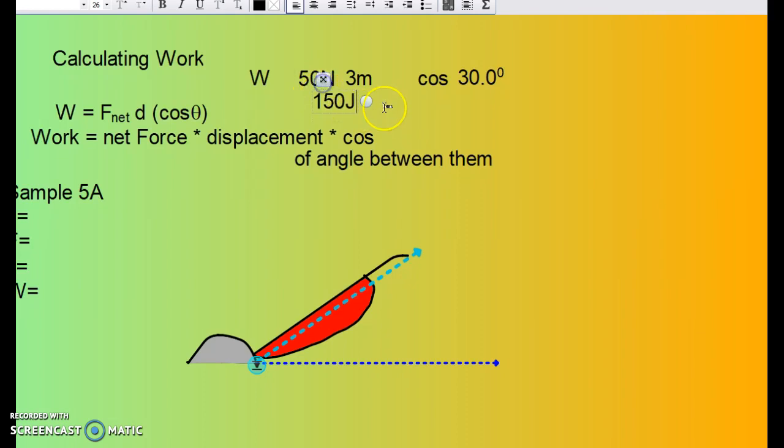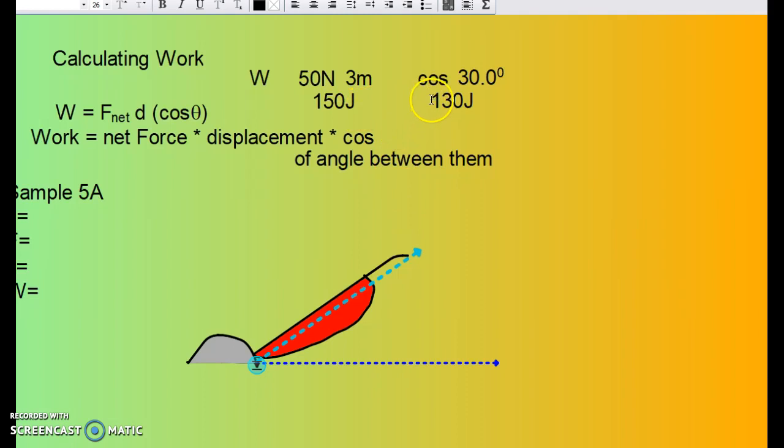150 joules. Well, if you then multiply by the cosine of 30, the answer drops. It drops down to 130 joules. So in reality, in our sample, where we're pulling the vacuum backwards with 50 newtons of force for 3 meters at an angle of 30 degrees, we get 130 joules of work out of that.